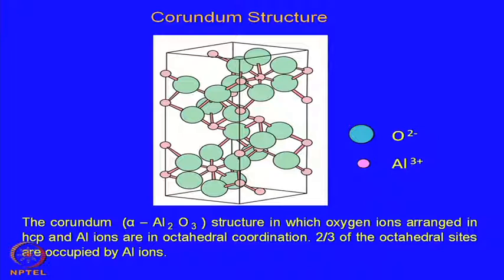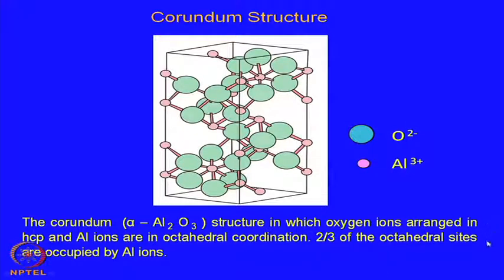So, symmetry must also be known, and then the coordination number of the cation and the anion should also be known. That is how we actually describe the structures. So, it is a corundum structure in which oxygen ions are arranged in HCP and aluminium ions are in octahedral coordination once again. Now, in an HCP structure, we have seen earlier, whether it is HCP or an FCC structure, the face centered cubic structure, both of them are close packed structures, and there are as many octahedral sites as there are oxygen sites. Okay.